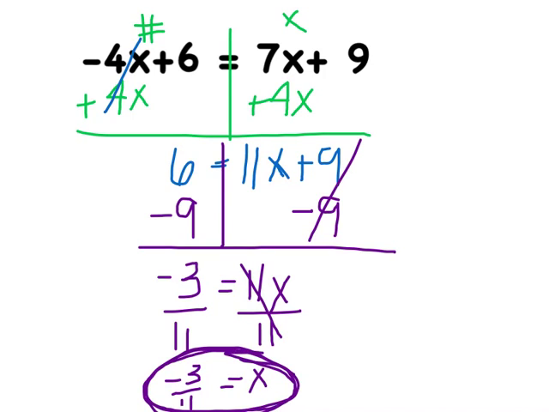That's solving equations with variables on both sides. Remember, you can only combine like terms. So if it's 7x and 4x, you can combine those. You cannot combine a 9 and a 4x because those are not like terms.